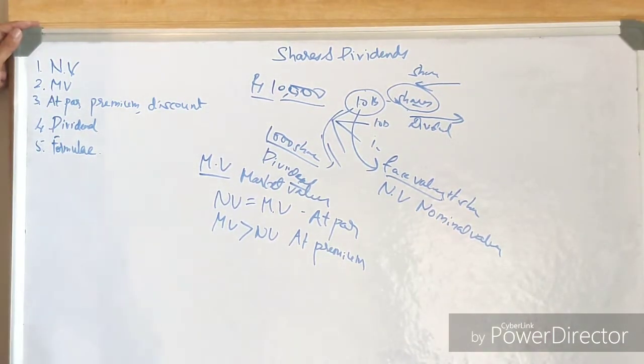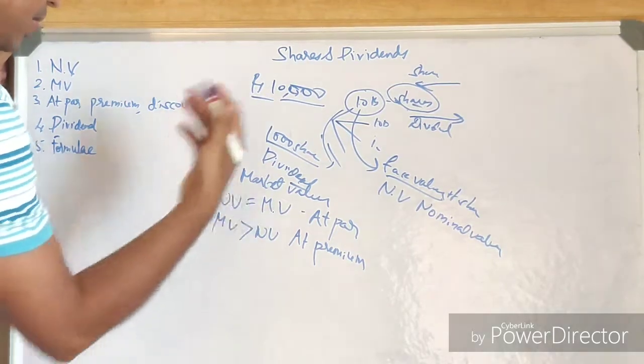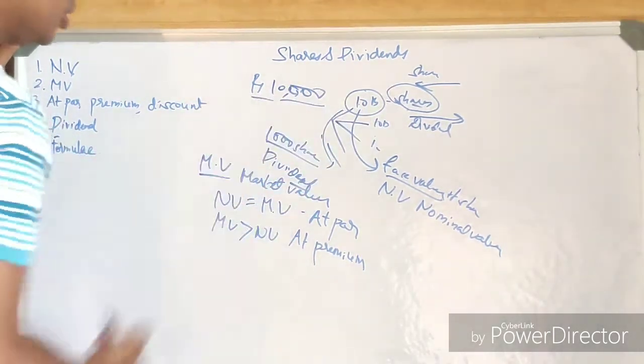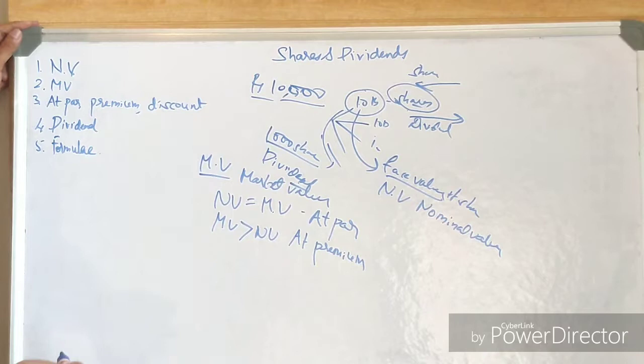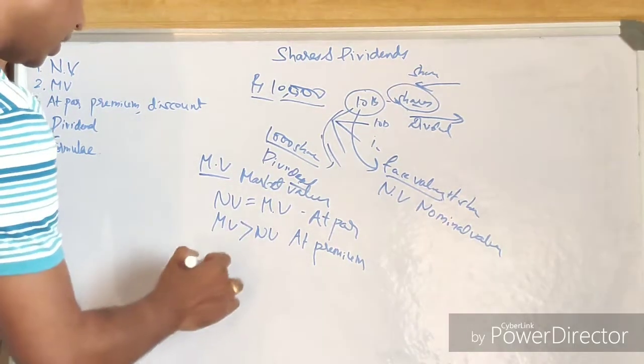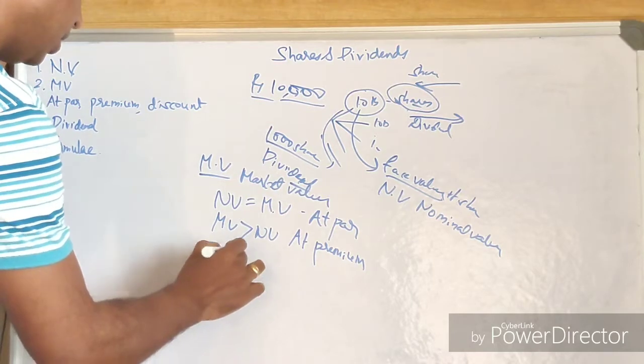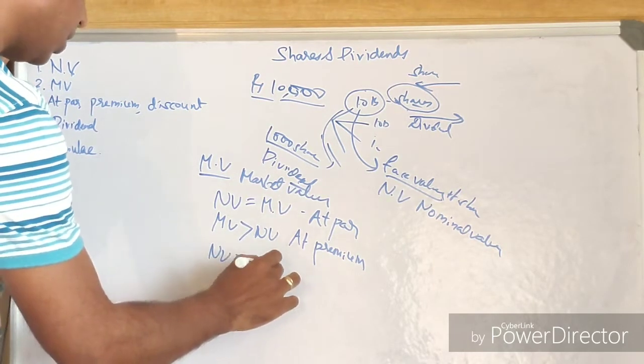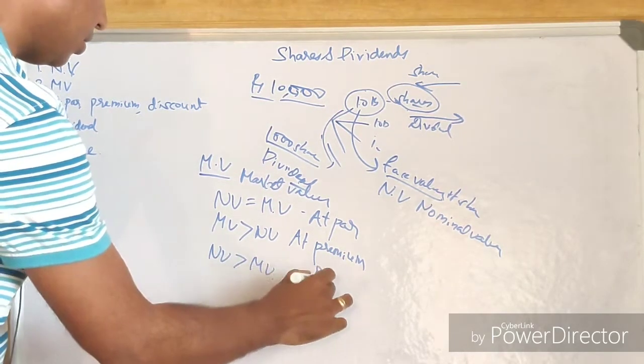Next, suppose you got a discount: 10 rupees is the share value and you bought at 9 rupees, so basically you got a discount of 10%. So here the MV is less than the NV. This is called at discount.